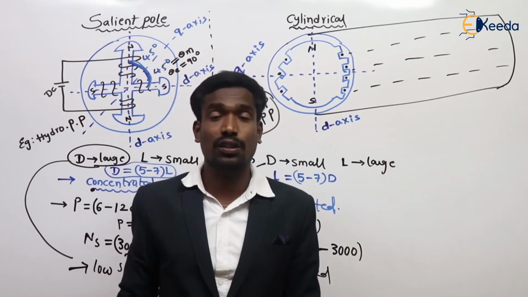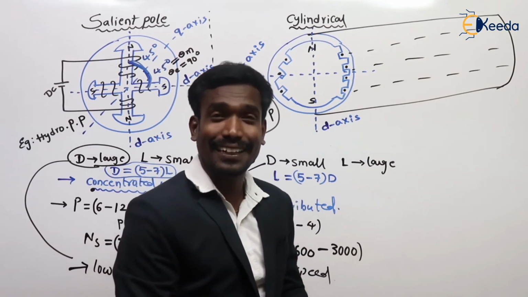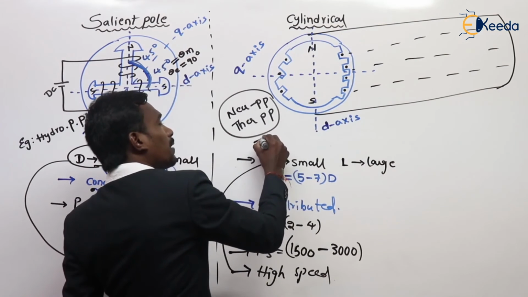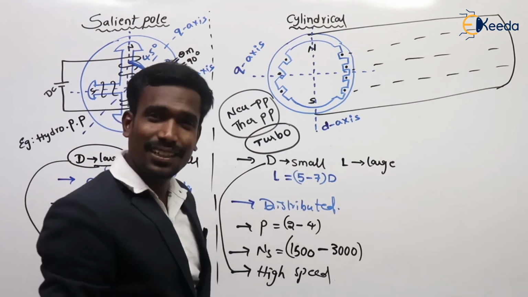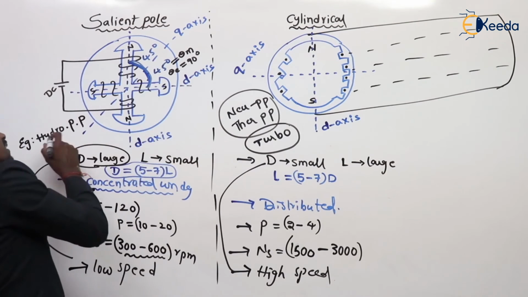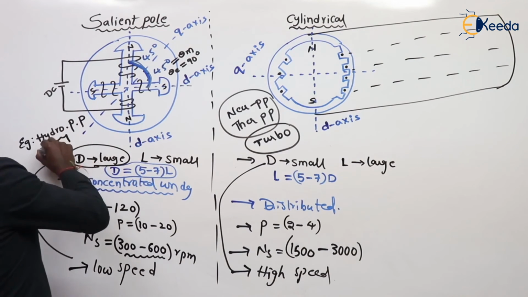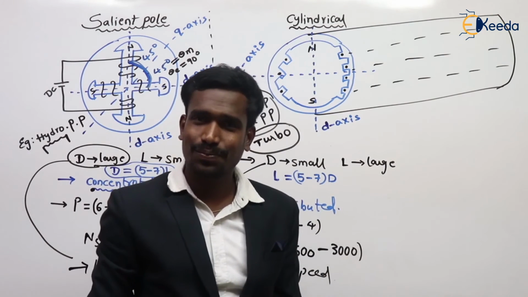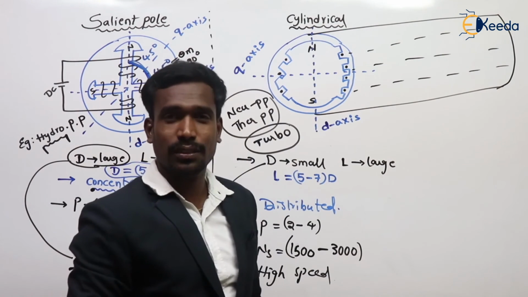Finally, they will ask you a question. Which of the following is called turbo alternator? Tell me. This cylindrical type of generator is called turbo alternator. Then what about this? This is a hydro alternator and this is a turbo alternator. Are you getting or not? This is very important.